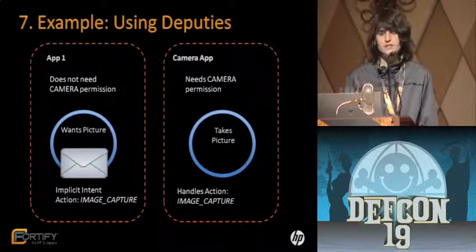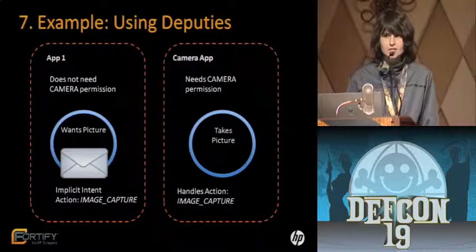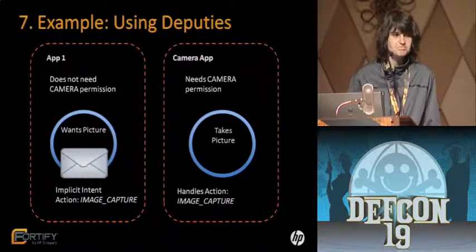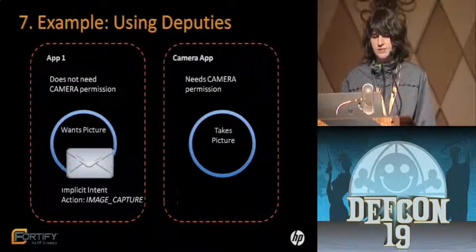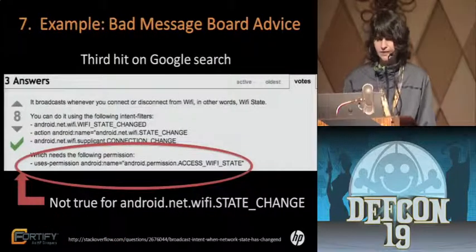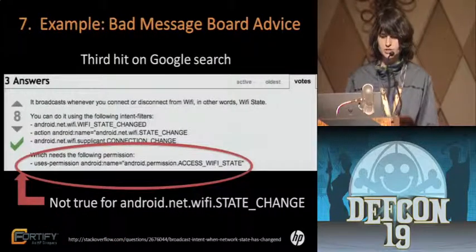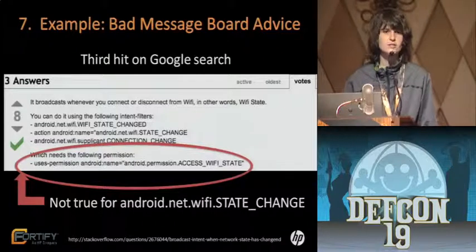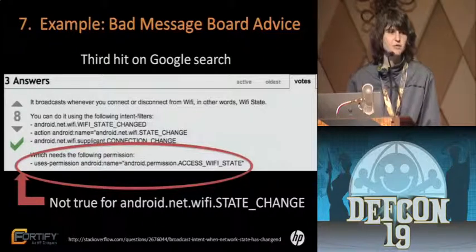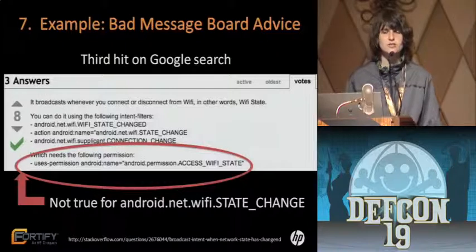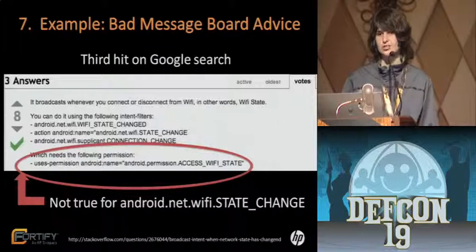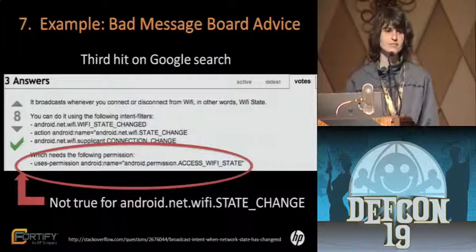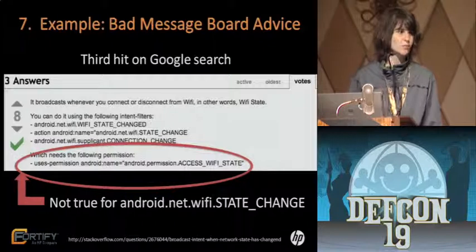But the developer might think that, well, my application has something to do with the camera, so it probably needs a camera permission, and end up with an overprivileged application. And here's another example that illustrates both the confusing naming and also the wrong suggestions given by forums and message boards. For example, if you're registering for an Android NAT Wi-Fi state change intent, then it's suggested that you need an access Wi-Fi state permission, but in reality, you don't.